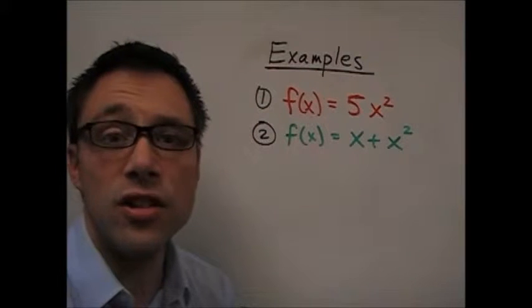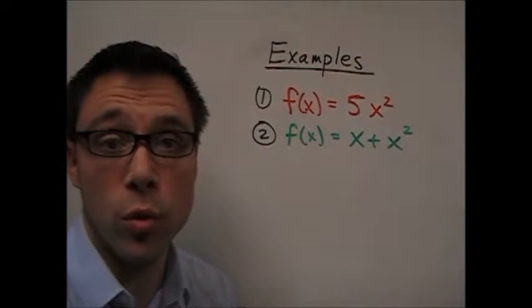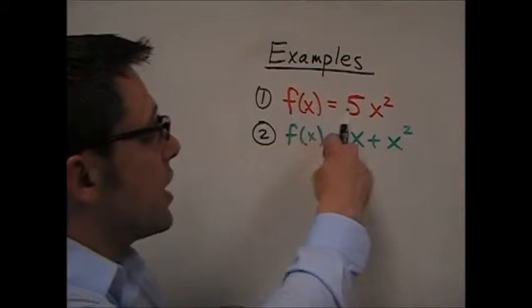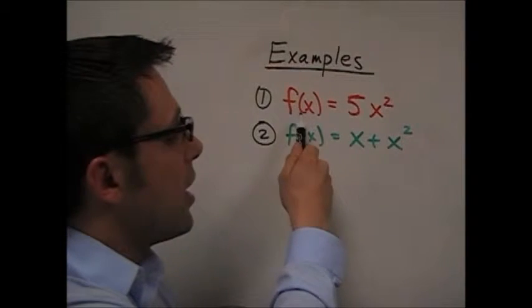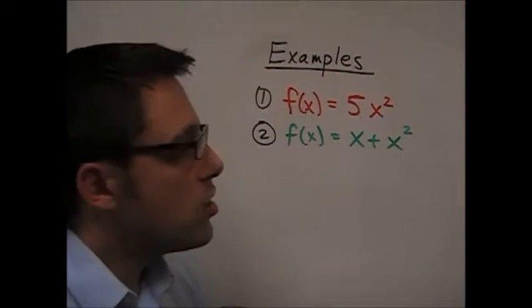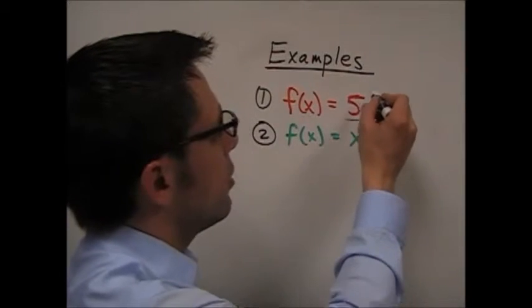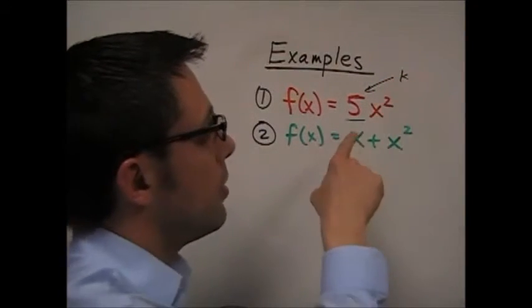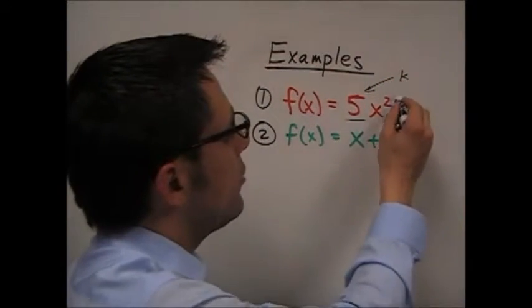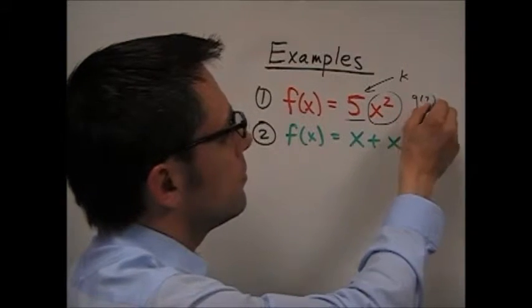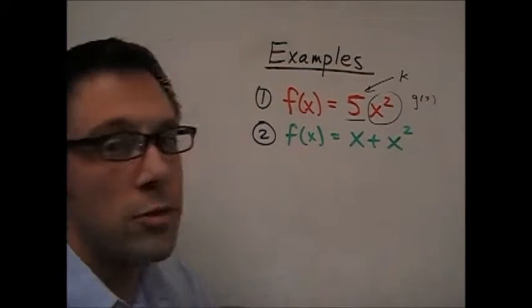So now let's look at some examples to see how these rules work. So the first example is I've defined f of x as 5x squared. So notice I've got a constant here. This is like my k, right? It's just a number. It's 5. And this is like my g of x. So in other words, it's a constant multiplied by a function.